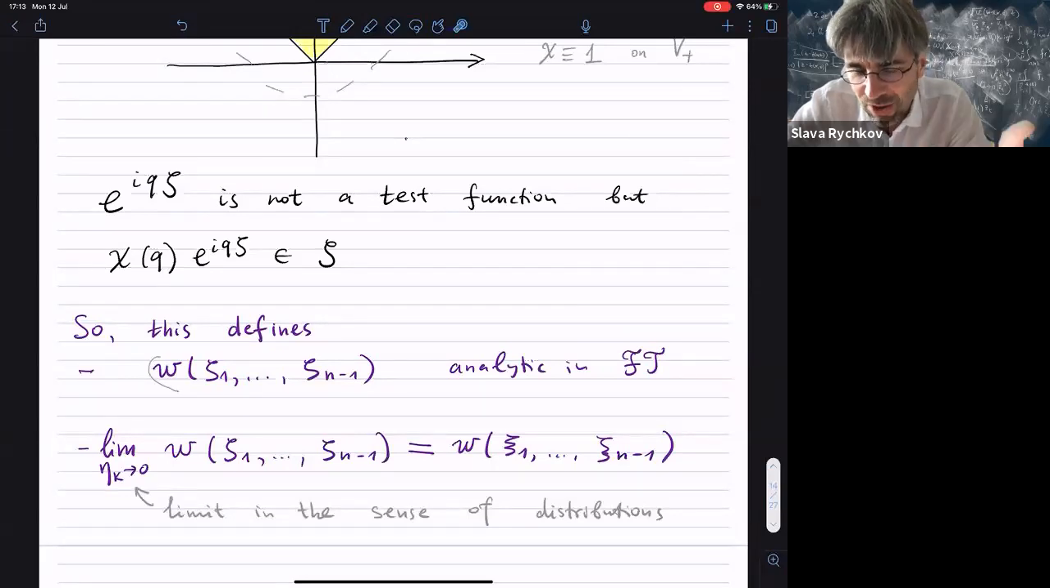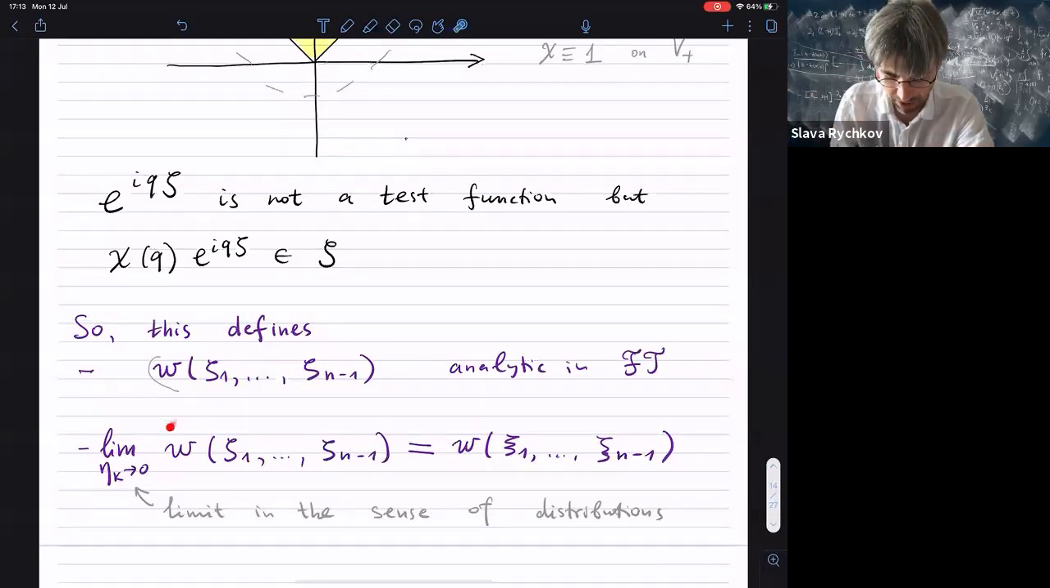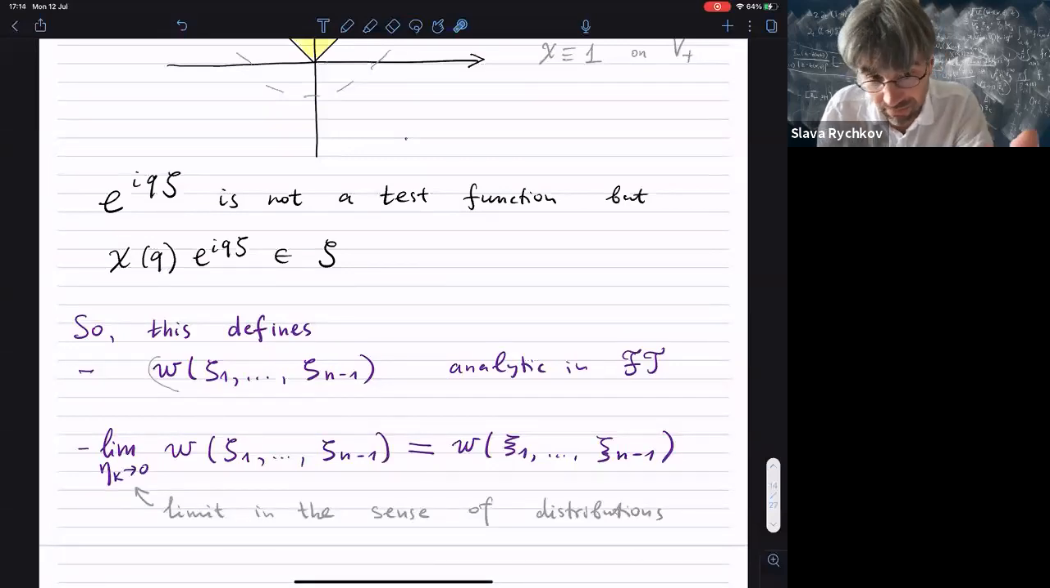So when we say that we take this tempered distribution and analytically continue to the forward tube, what we mean is this equation that we have here. On the left-hand side, we have some analytic function, and the Wightman function is a boundary value of this analytic function.